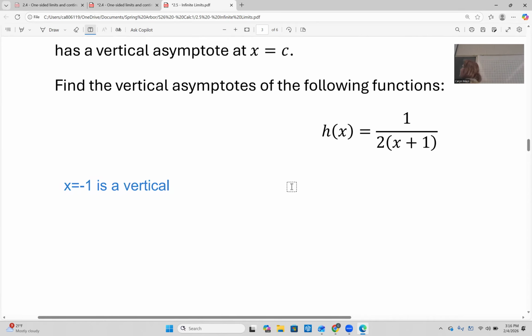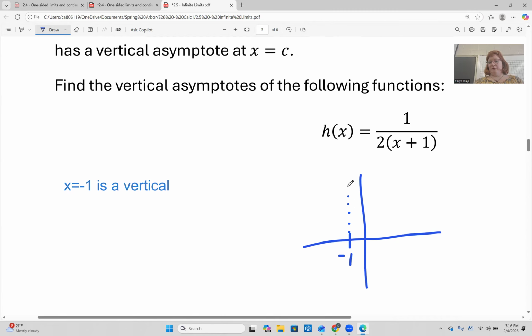So it's a vertical asymptote. Additionally, if we wanted to sketch a graph of this, we know at -1 we have an issue. On each side, what will this graph end up looking like? Will they be going to negative infinity or positive infinity? First, if I plug in values smaller than -1, like -1.1, what sign will that function have?